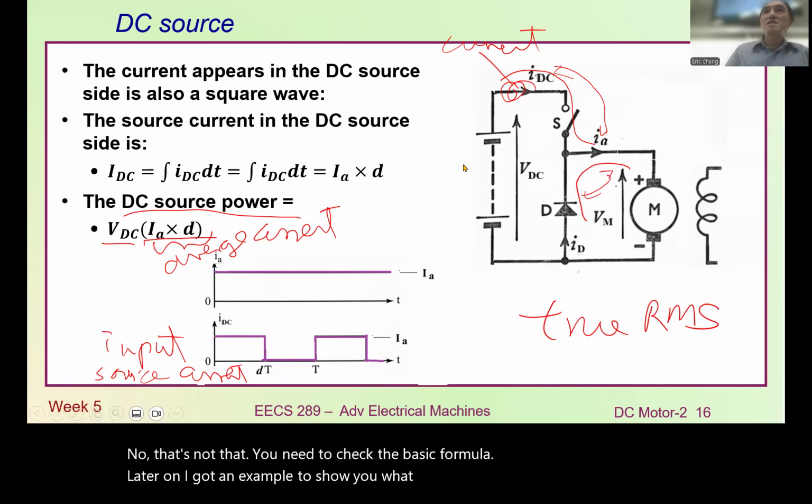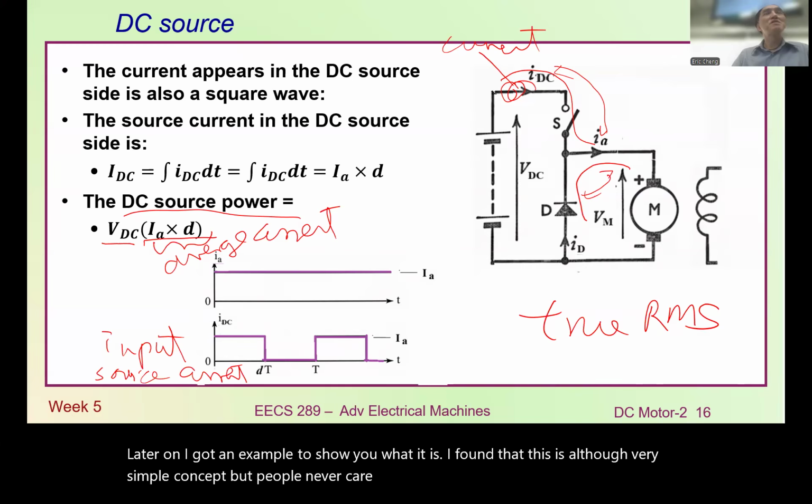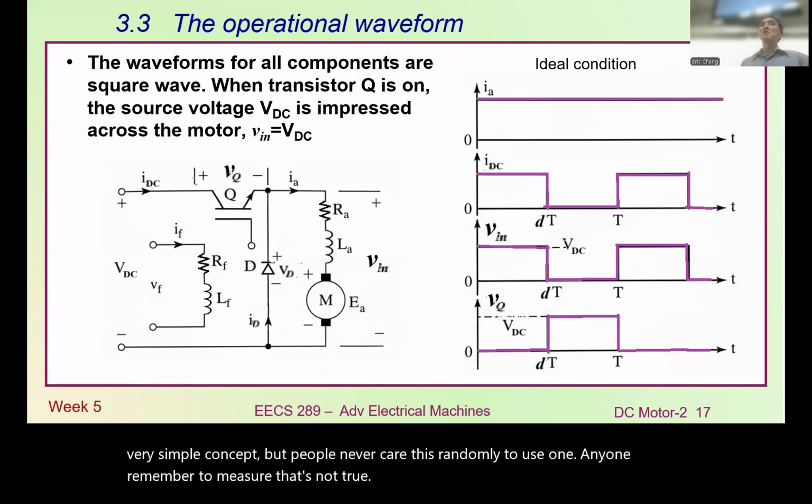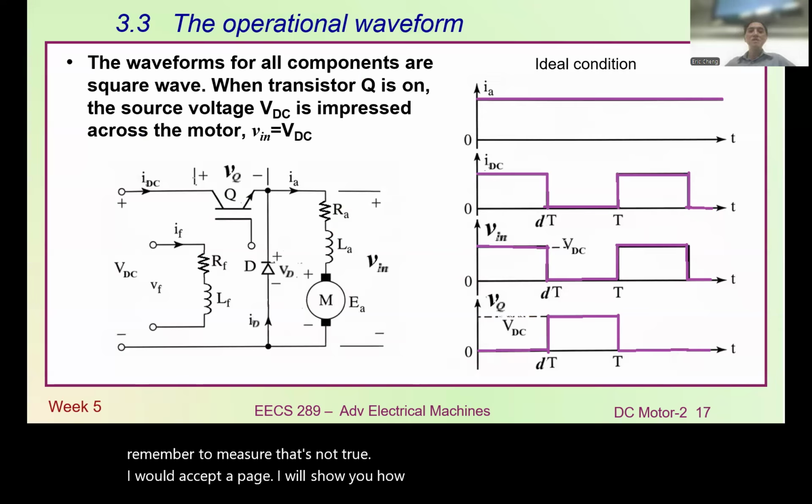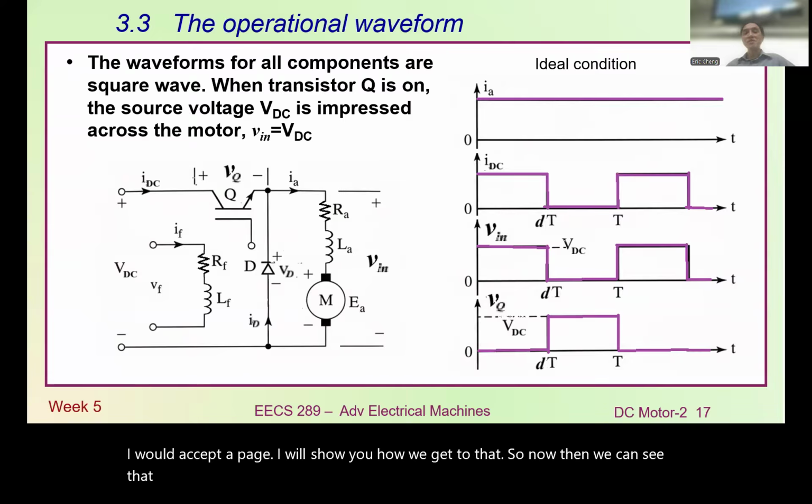I found that this is although a very simple concept, but people never care. They say to use any one meter randomly to measure. That's not true. In the next few pages, I will show you how we get to that. So now for operation, we use this simple chopper to chop the voltage, and then we can develop the waveform as shown here.